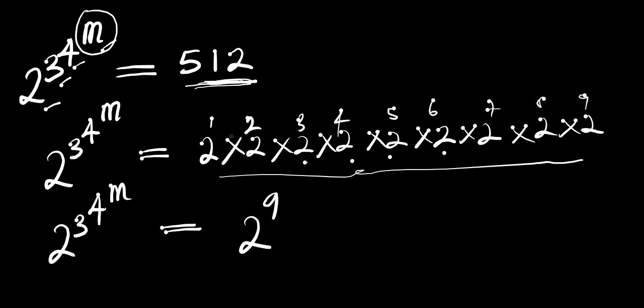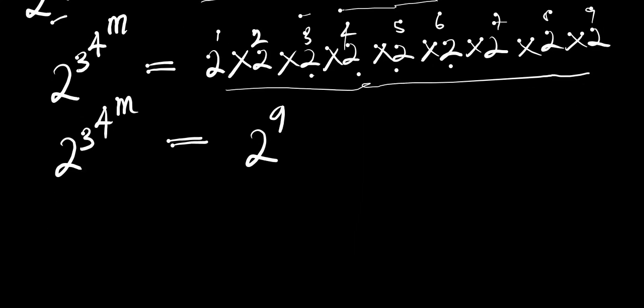This is 2 times 2, this is 4. 4 times 2 will give you 8. 8 times 2, that is 16. 16 times 2, that is 32. 32 times 2, that is 64. 64 times 2, that is 128. 128 times 2, that is 256. 256 times 2 will give you 512.